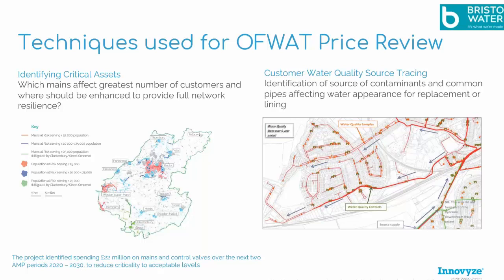So this helped them determine the pipes for replacement or for lining. And this gave them much more transparent evidence for doing those schemes and where those priority schemes were.